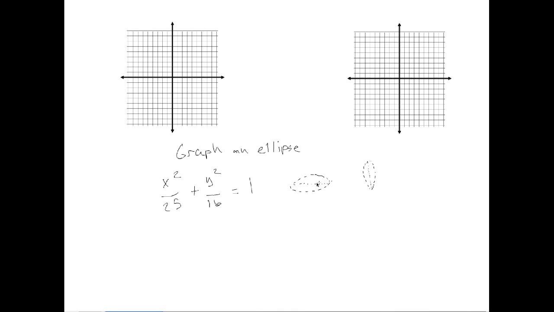Think about it like this. X runs side to side, so if x is bigger, it's horizontal. Y runs up and down. If y is bigger, it's going to be an up and down ellipse.